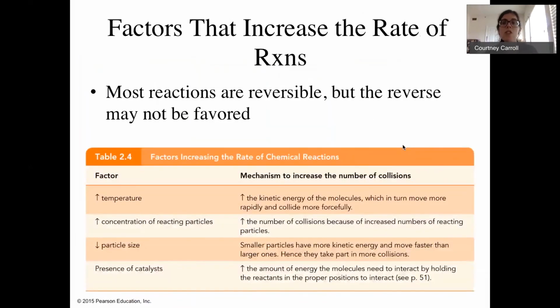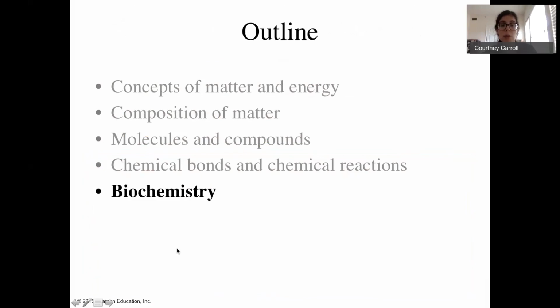And things that increase the rate of reactions are things like heating it up, increasing the temperature, increasing the concentration, the number of particles reacting, decreasing the particle size, or adding a catalyst, something like an enzyme. And we'll come back to enzymes and catalysts when we talk about proteins. So in this video, we talked about chemical bonds and chemical reactions. In our next video, we will talk about biochemistry.